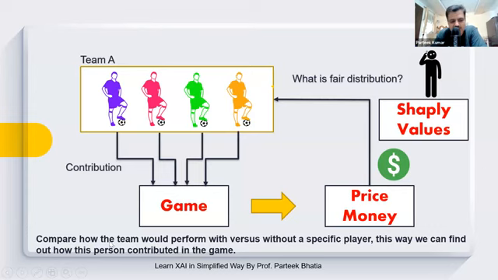So Shapley value is based on the concept that we will evaluate how the team would perform with versus without a specific person. So when the person is playing, how the team will perform, and when the person is not playing, how the team will perform. If we can evaluate that, we can easily find out the contribution of the person.